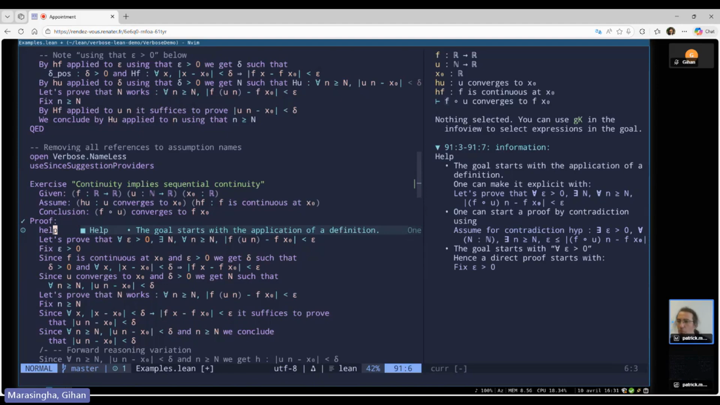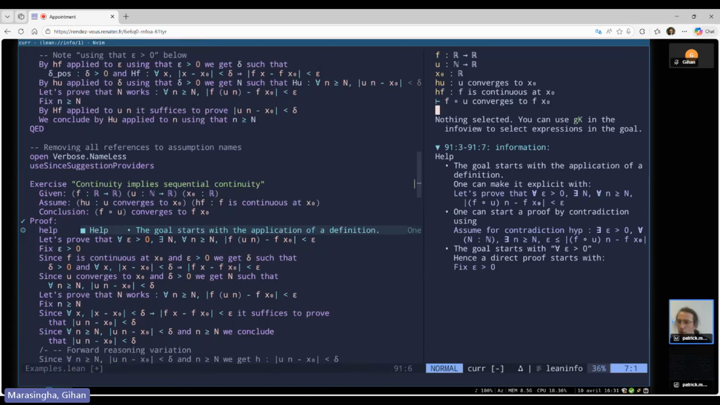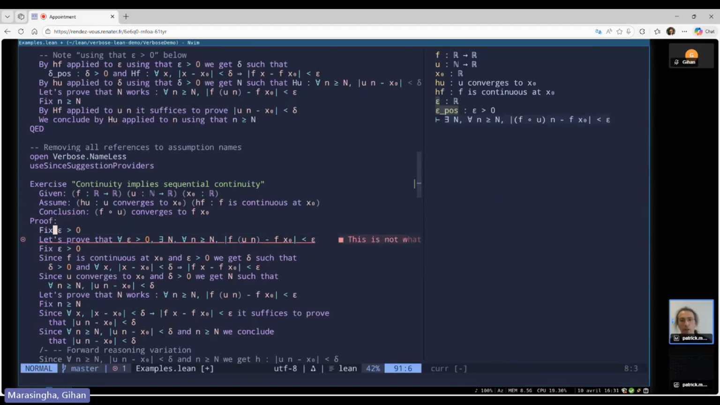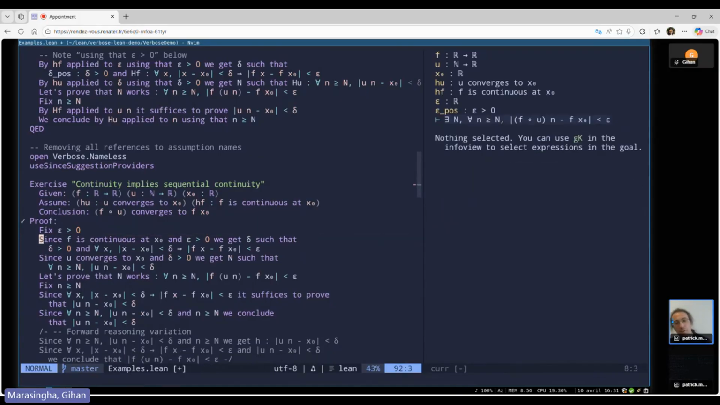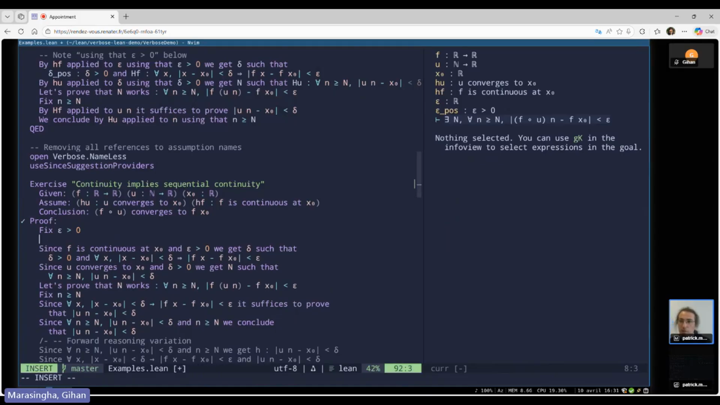It says also you can start a proof by contradiction. This is not very useful here. Or it says the goal starts with for all positive epsilon, hence a direct proof starts with fix a positive epsilon. And as usual, you can accept this suggestion, and then of course the rest of the proof becomes invalid. So you can do that, and you can do that also with assumptions.